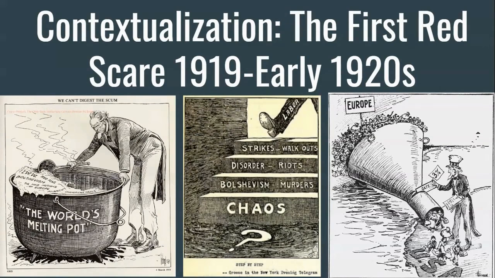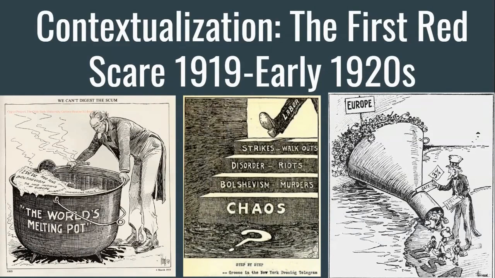The first one on the left is a disheveled Uncle Sam looking over the world's melting pot. What you probably cannot see are the words that are written in the pot, which are red flag, Bolshevism, un-American ideals, anarchy, and IWW, which stands for the International Workers' Union. At the top is the phrase, quote, "We cannot digest this scum."